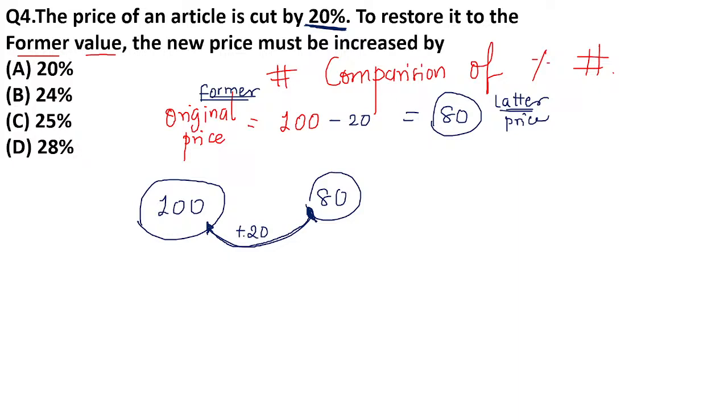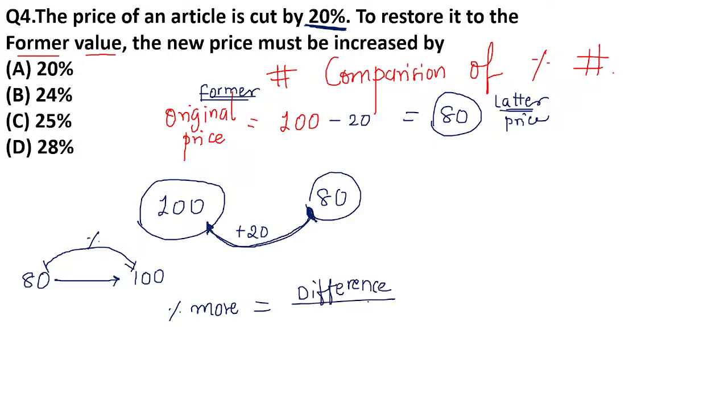Yes, we are increasing the amount by 20, but we have to find here the percentage. That is, we are moving from 80 rupees to 100 rupees. So we are increasing the price, so we have to find percentage more. Why percentage more? Because the price is 80, and again we have to restore it to 100. So what is the formula for percent more? Difference upon, for percent more, we will take the lesser value in the denominator, into 100.